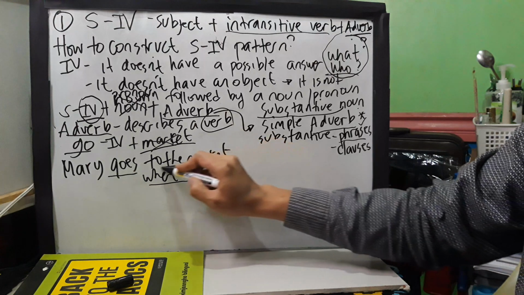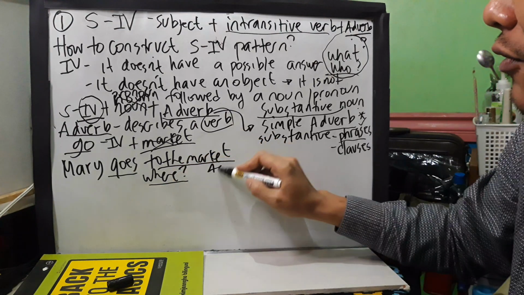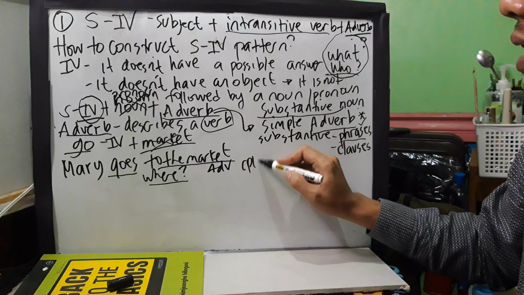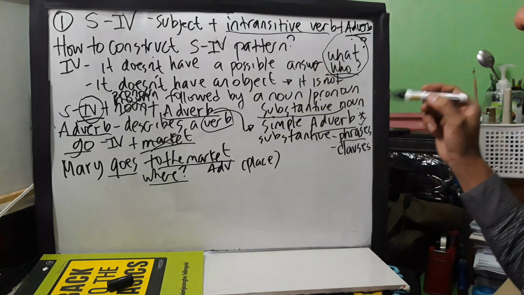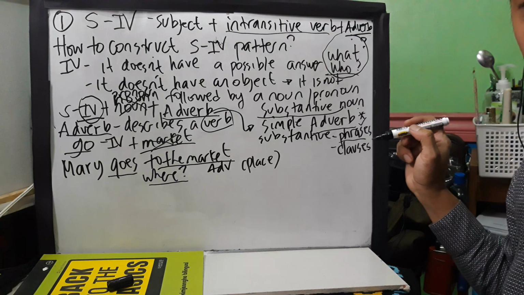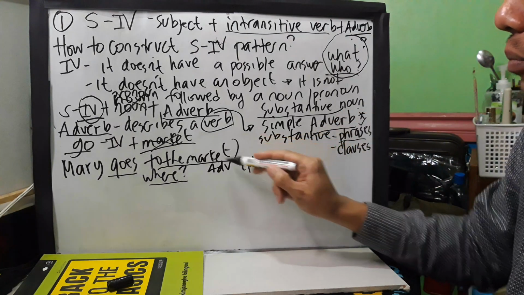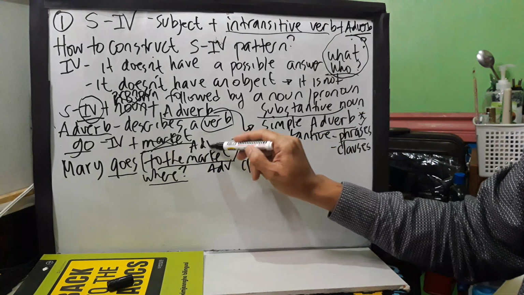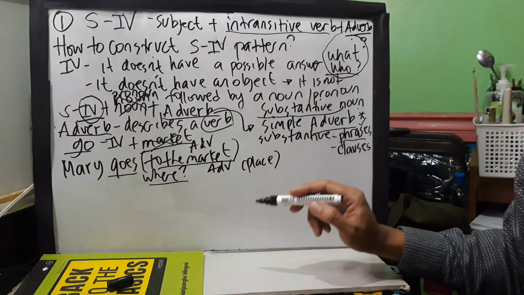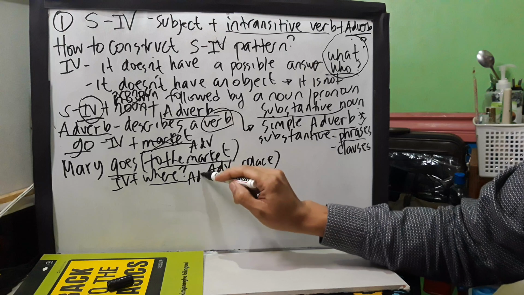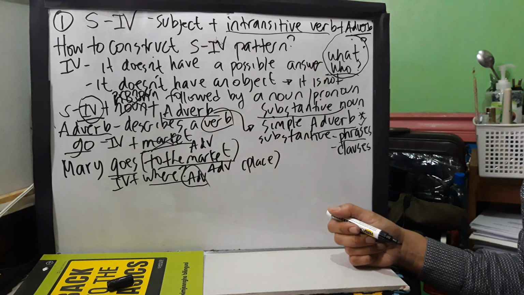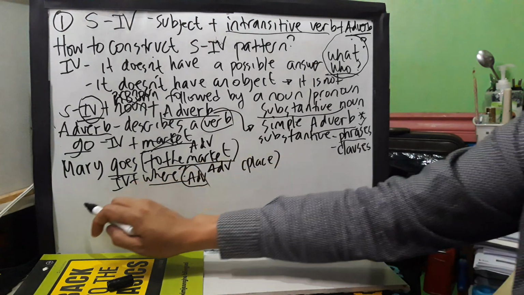So guys, to the market here is an adverb of place, and we use here a substantive of adverb. I use here an adverb phrase indicating place. So to the market here is in a form of an adverb. That is why I told you earlier that your intransitive verb here is followed by what? An adverb.